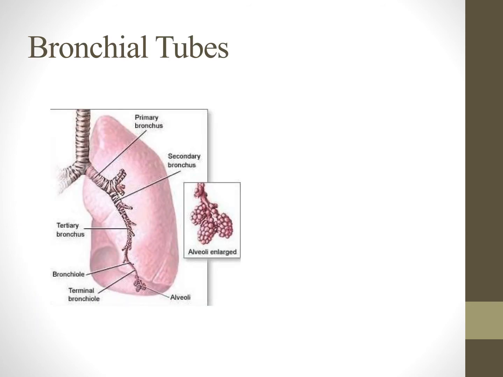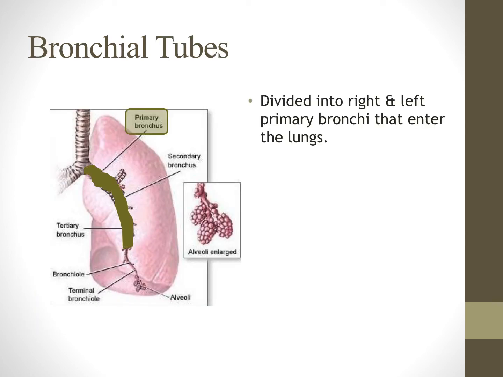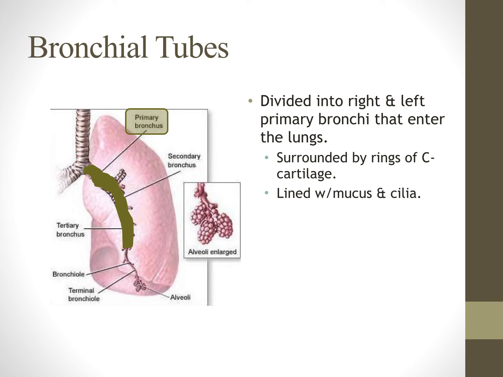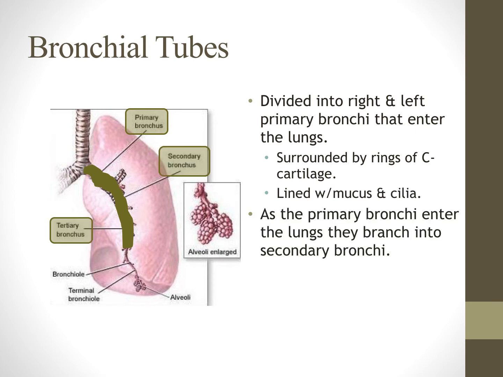Your bronchial tubes then extend off of your trachea, and they're divided into right and left primary bronchi. These are the actual structures that physically enter into your lungs. Similar to that of the larynx, they are surrounded by C cartilages, still lined with mucus and cilia, and they are the primary defense, again, against things foreign to the body.